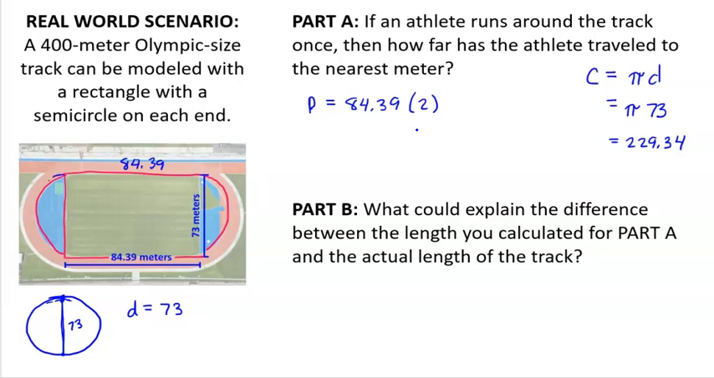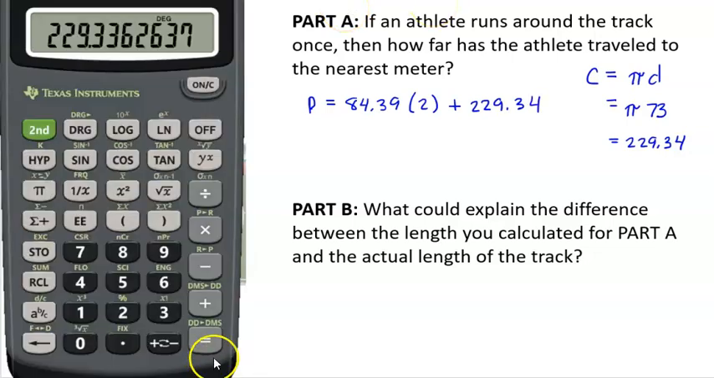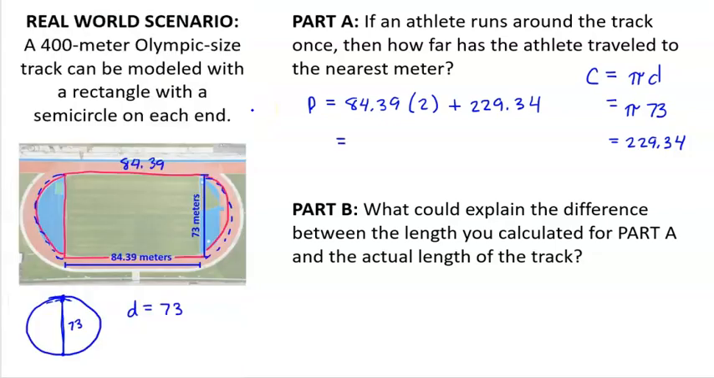And remember, we have half of the circle here on this side, and we have half the circle on this side, and so we can just keep it as that entire whole circumference there. So we can just add these two together. Oops. And that's a 4. And then let's go ahead and get that into our calculator. I already have this here, so I'm just going to put plus 84.39 times 2 equals, and we get 398.1, and it says round to the nearest meter, and so that's just going to be 398 meters.